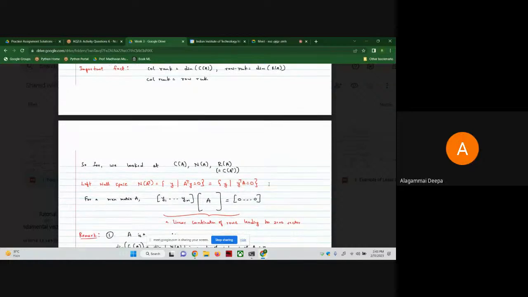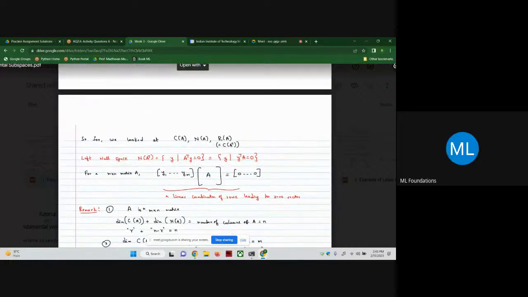Yes, sir. Okay. So the left null space is also a similar one. Like previously for null space, we said Ax equals 0. All the solutions for x belong to this null space of A. But what about the transpose one? If you have A transpose y equals 0, then all the solutions of y belong to this left null space, or the null space of A transpose.